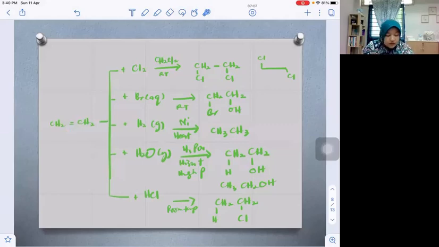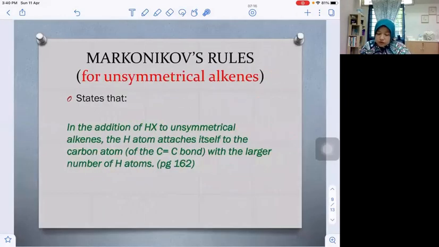So if let's say we have an unsymmetrical alkene, our alkene is not symmetrical, then we have to follow Markovnikov's rule. So let's look at the Markovnikov rule. Markovnikov said that for the unsymmetrical alkene, when we add HX to the alkene, the H will attach itself to the carbon atom with the larger number of hydrogens. H will attach to the carbon with the larger number of H atoms.